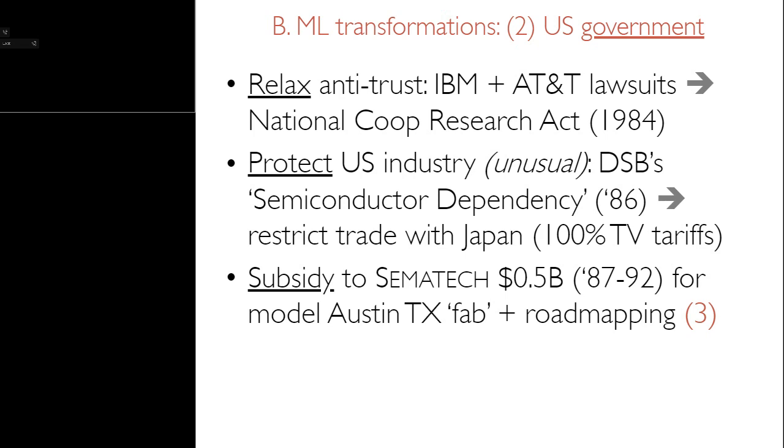That paid for a fabulous brand new semiconductor fabrication facility, or fab, in Austin, Texas. The University of Texas and the Texas legislature moved some mountains there. And then road mapping was also begun during that time. Road mapping was rather inexpensive, very complicated, but something like about $1 million a year is what I've said.